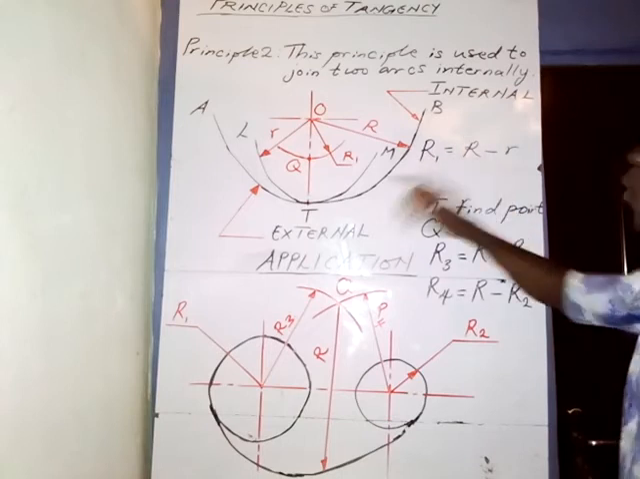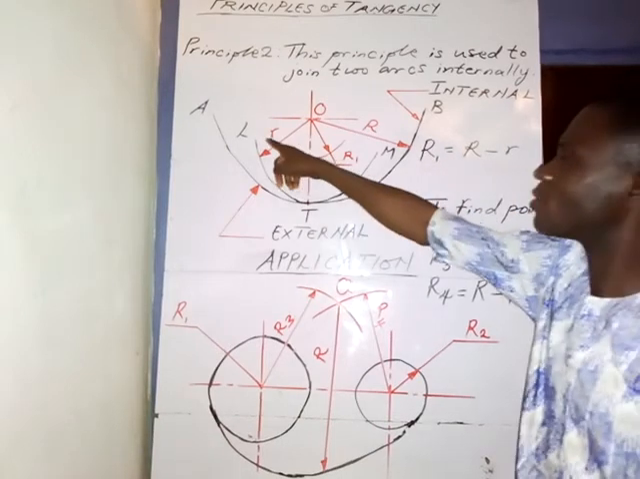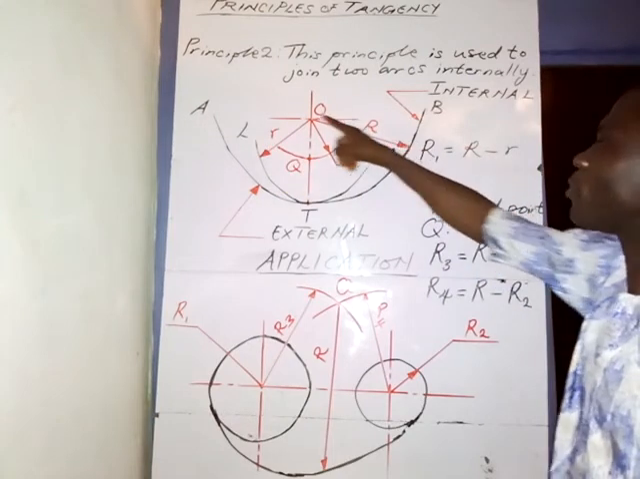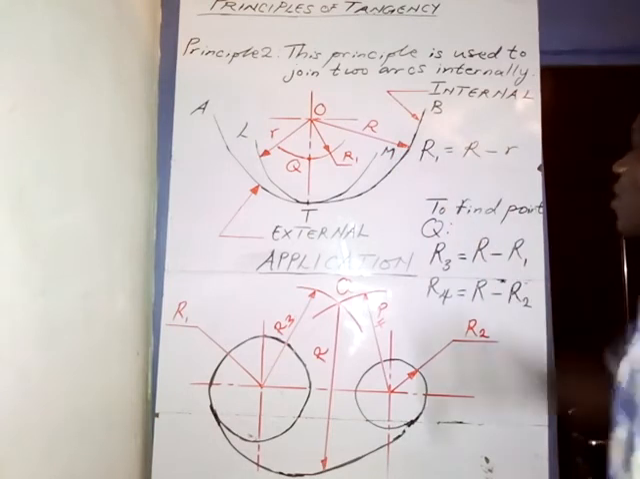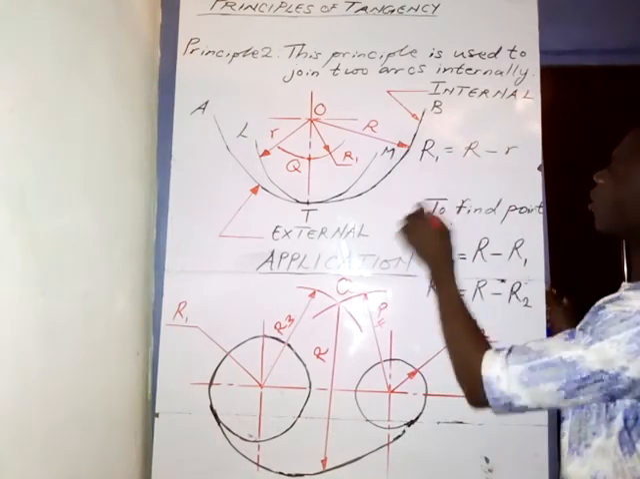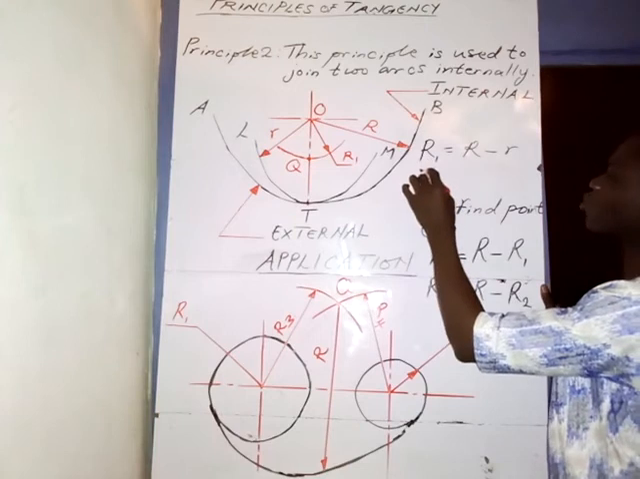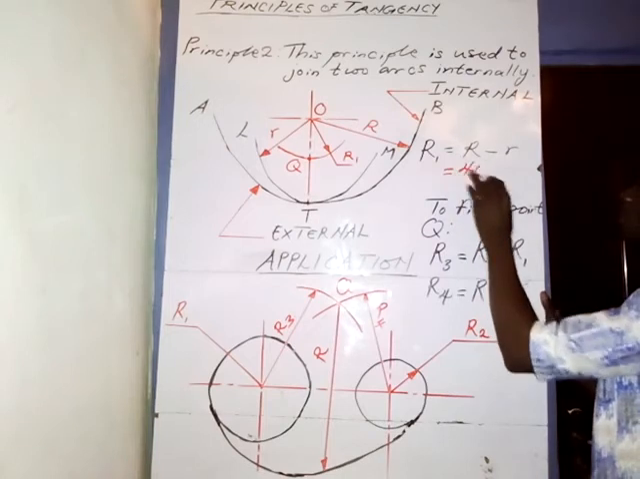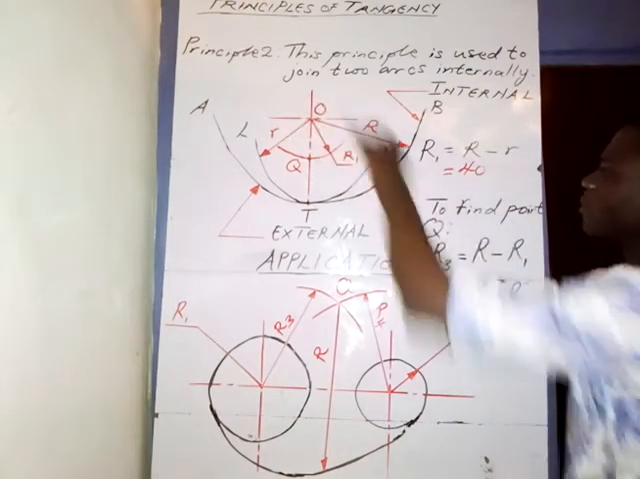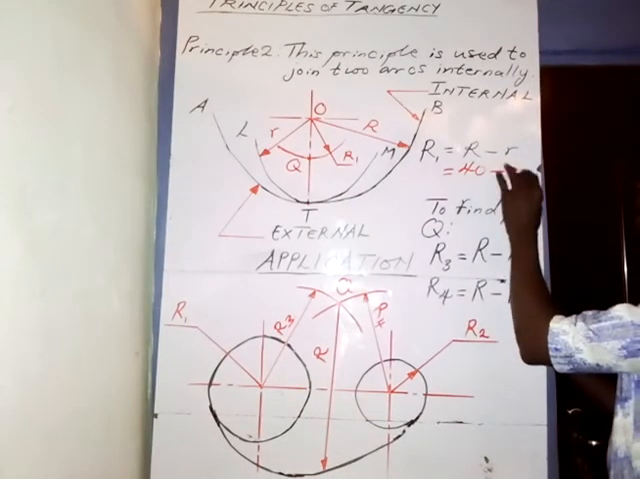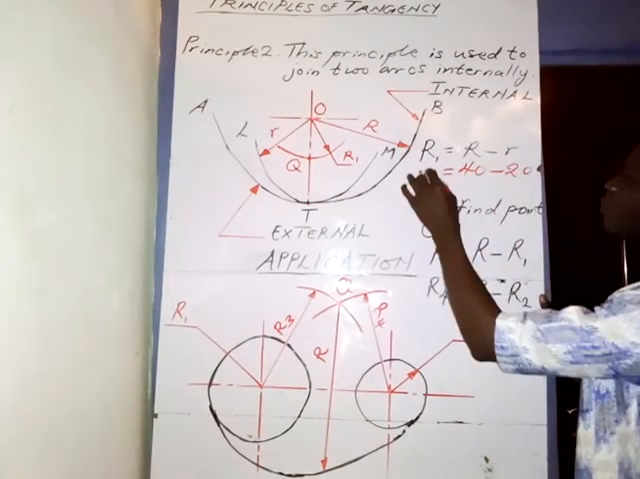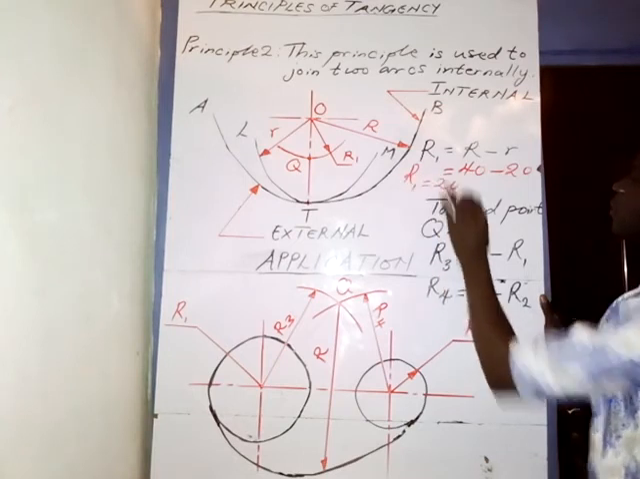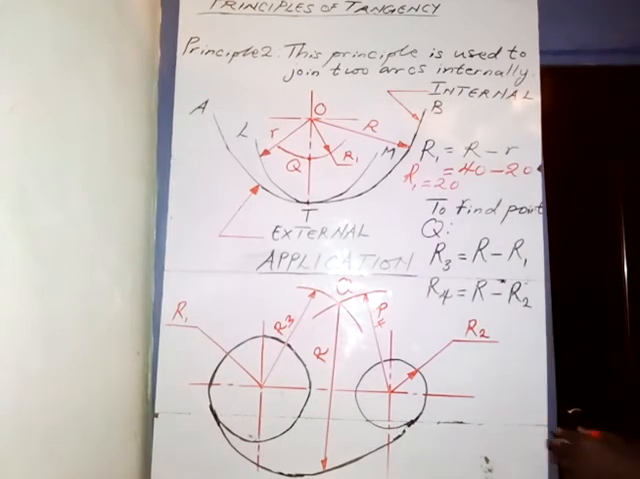This is the formula. Once you locate this point, you subtract the radius of the smaller arc from the radius of the bigger arc. Then you put your compass and take that radius. Let's assume that R is 40. That's the capital letter R, the radius of the bigger arc. And the radius of the smaller arc is 20. So R1 will be equal to 20 millimeters. 40 minus 20 is 20. So R1 is 20 millimeters.